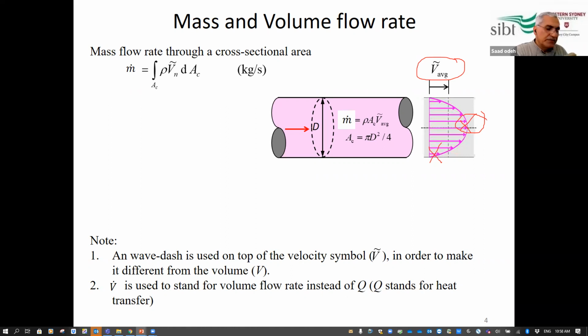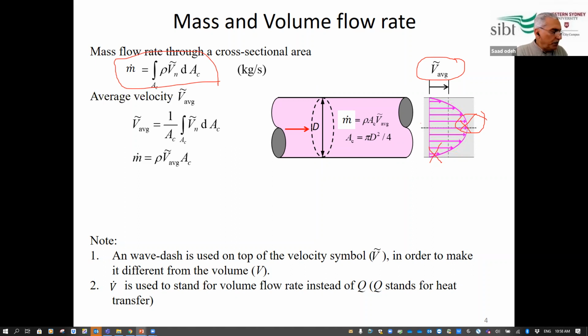And as you can see here, the mass flow rate is the integration of rho v dAc, because when you move away from the center, the velocity also changes. Therefore, if I do the integration, I will end up with this general equation of mass flow rate. So from now, you need to remember this. Mass flow rate is equal to density multiplied by average velocity multiplied by Ac.